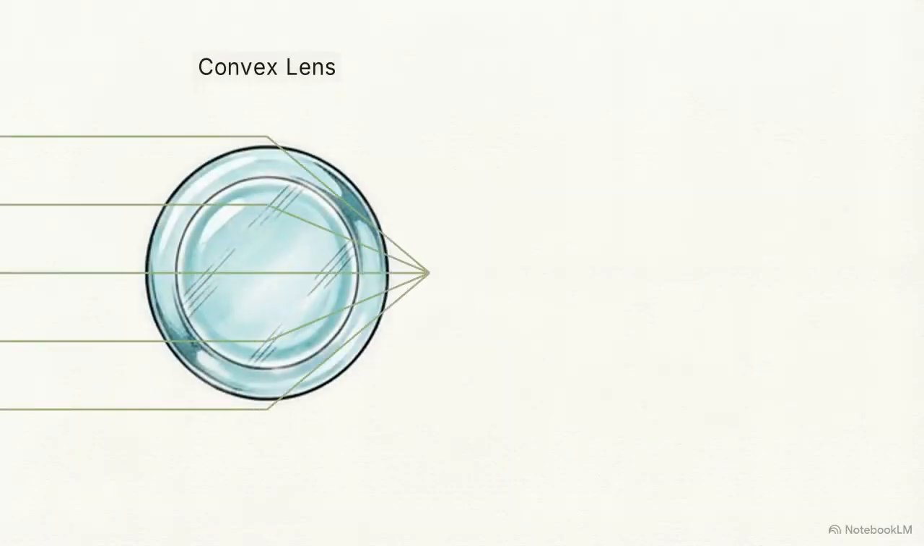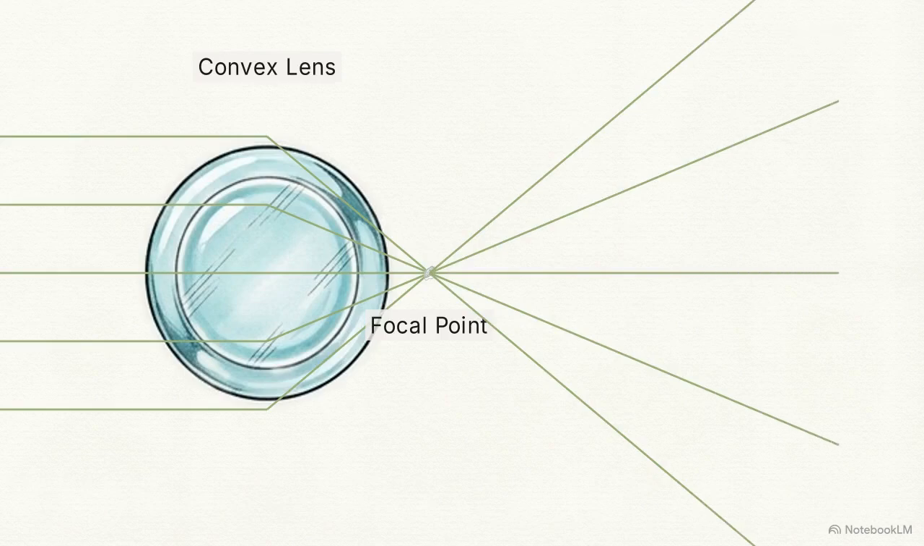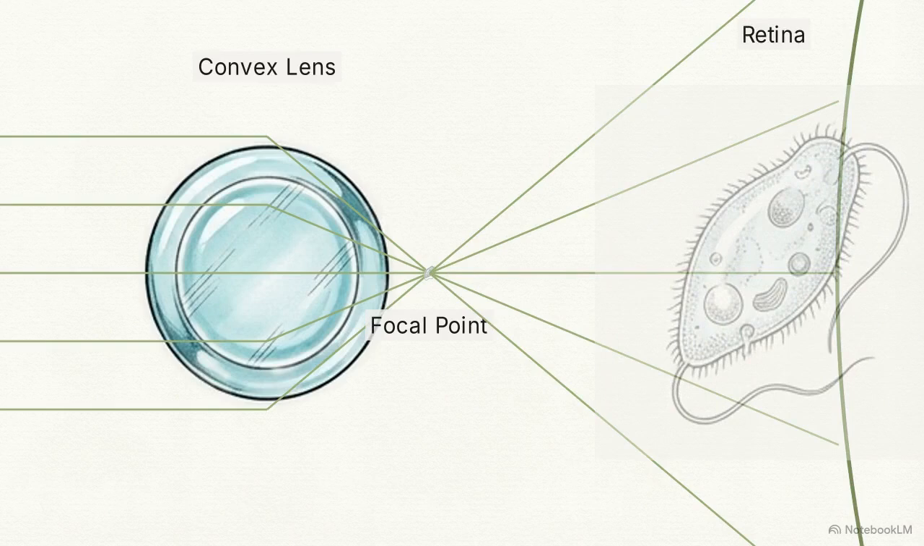When light passes through a curved piece of glass, a convex lens, the shape of the glass forces those light rays to bend and converge at a single focal point. This optical trick takes a tiny image and spreads it across our retina, making the invisible appear large.